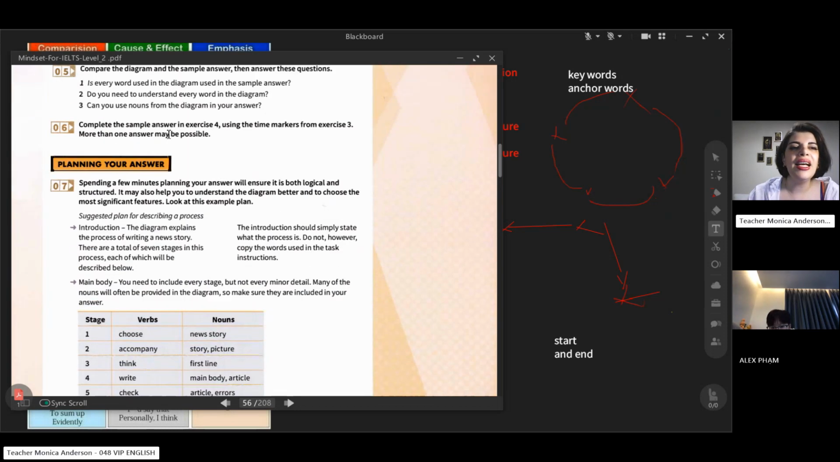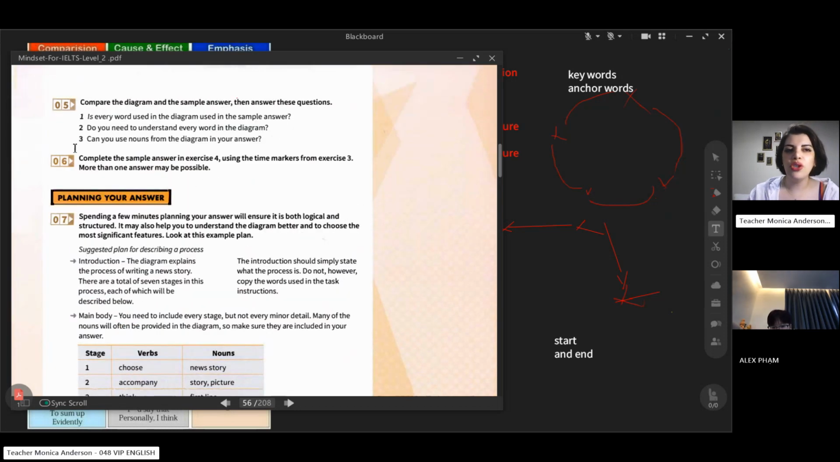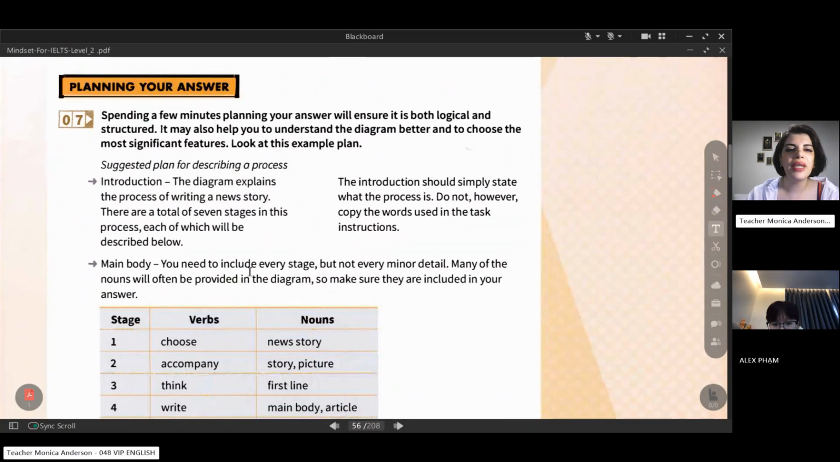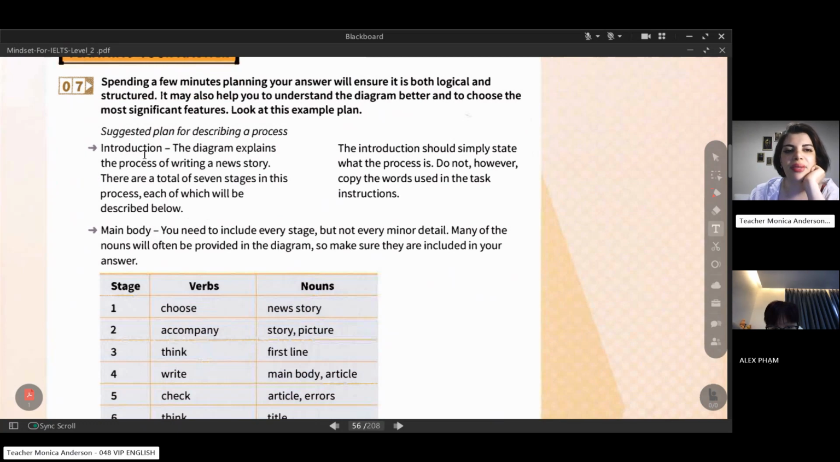Now we know that in a process diagram we don't repeat the words, we try to use synonyms, you can use anchor words, and of course, you don't need to know the meaning of every word in the diagram. Now, let's have a look. Spending a few minutes planning your answer will ensure it's both logical and structured, so that's really important. It may also help you to understand the diagram better and to choose the most significant features. So look at this example plan.